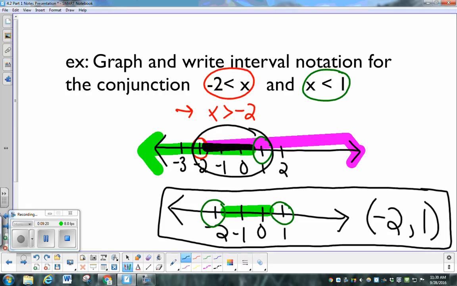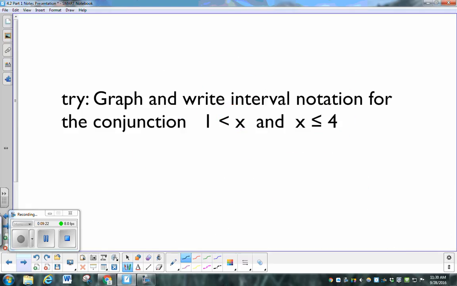I want you guys to try one of these. I want you guys to try graphing and writing this. X has to be greater than 1. So remember, you can also think of this as being this way. And x has to be less than or equal to 4. Has to satisfy both of those conditions. Anything that's greater than 1 and less than or equal to 4.